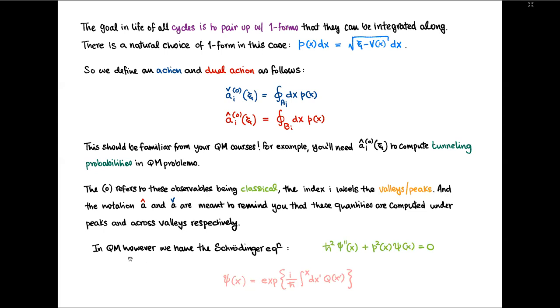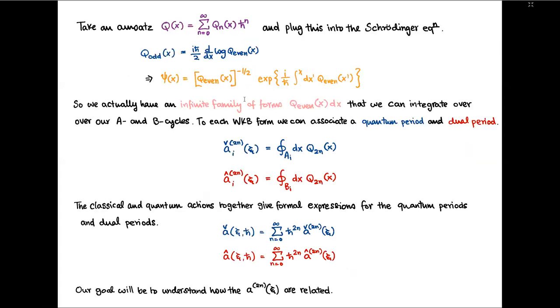In quantum mechanics, of course, all of this is classical. And in quantum mechanics, we have the Schrodinger equation. So what we can do is feed it an all orders WKB ansatz. I feed it an ansatz that looks like this, where we assume that Q of X admits an expansion in H bar. And I can plug this into the Schrodinger equation.